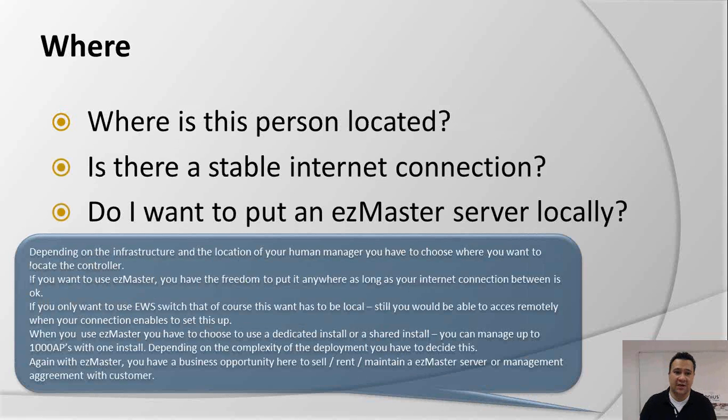Where is the person located? We have to ask the question, is there a stable internet connection? Or the next question would be, do I want to put an ezMaster server locally? Depending on the infrastructure and the location of your human manager, the person who is accessing the controller, you have to choose where you want to locate the controller. If you want to use ezMaster, you have the freedom to put it anywhere as long as you have an internet connection between it, that is okay.